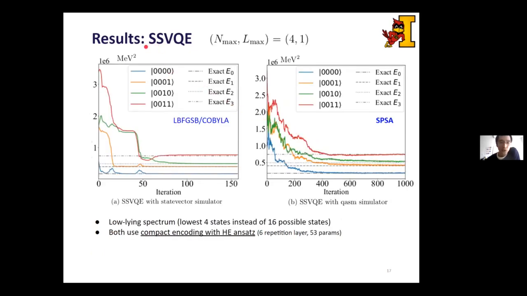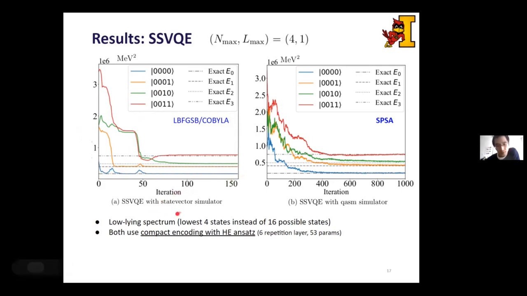And so we also extended this to the larger Hamiltonian that I mentioned. So this Hamiltonian is much bigger than previous, and it's a 16 by 16 Hamiltonian. And so we only look for the lowest lying spectrum. So actually the lowest 4 states instead of all 16 possible states. And as you can see, the cost function is constructed in a similar format. So the 0,0,0 qubit will be expected to approach the ground state.